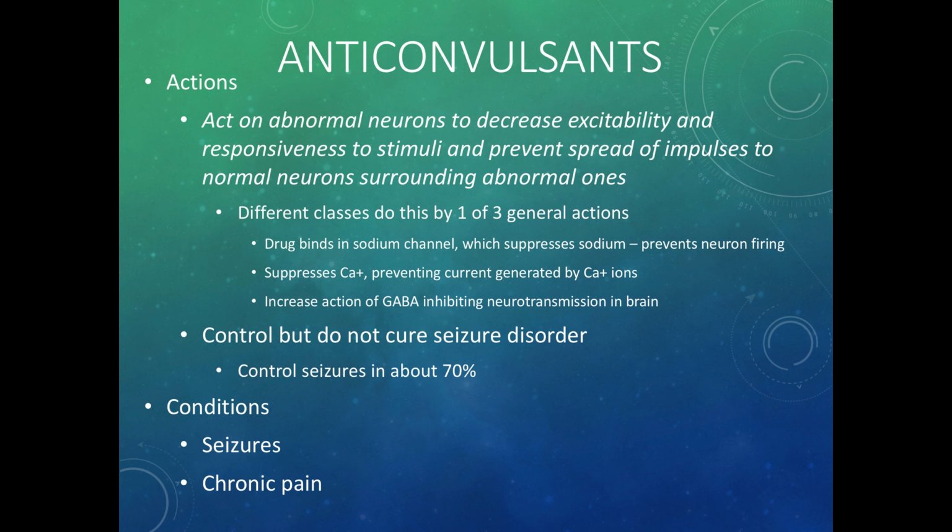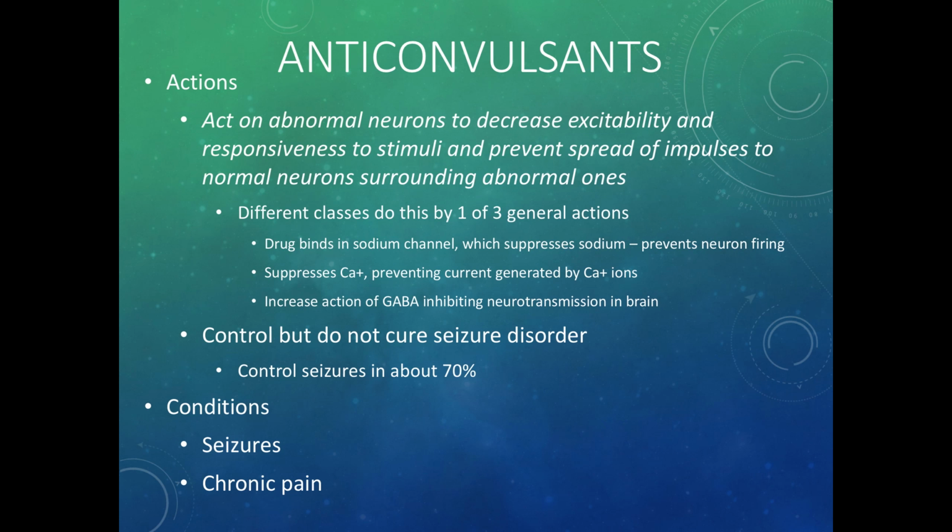Some drugs, such as phenytoin, work by binding to the sodium channel. That suppresses sodium, prolongs the channel inactivation, and results in the prevention of that neuron firing. Other drugs, such as valproic acid, prevent the abnormal firing by suppressing calcium influx. The electrical current is generated by calcium ions, so the fewer ions, the less likely it is that the abnormal neuron will fire. And then barbiturates increase GABA, which inhibits neurotransmission in the brain.